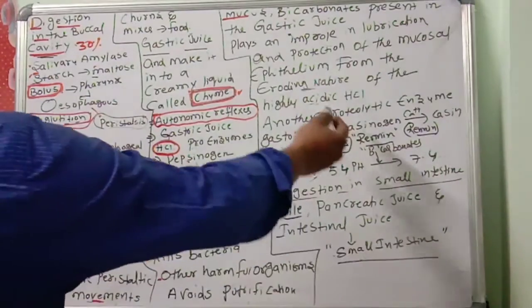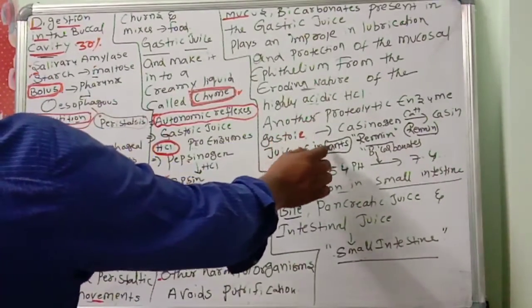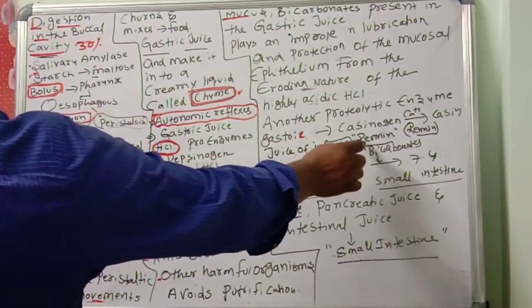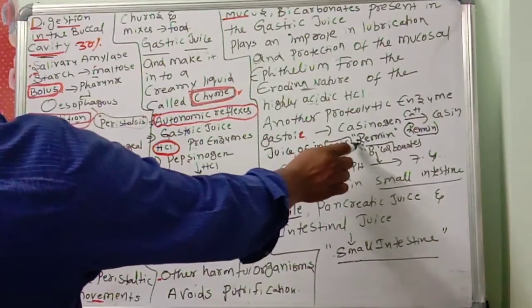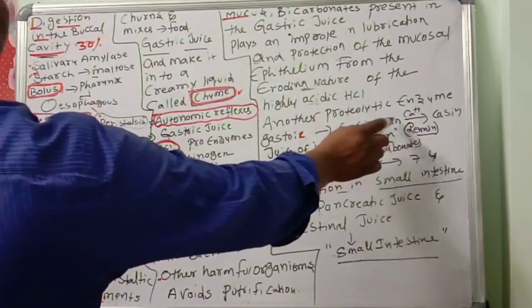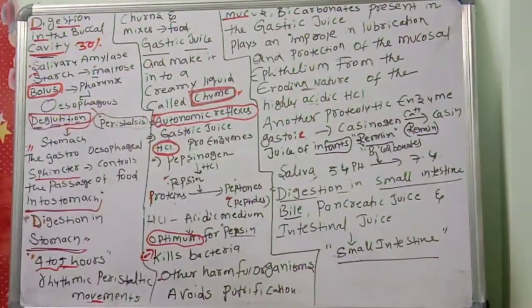Next, another proteolytic enzyme in the gastric juice of infants. What is that one? Renin. The gastric juice of infants contains renin. It acts on the milk protein caseinogen, converting it to casein. When age increases, renin disappears and is not shown by the gastric juice.